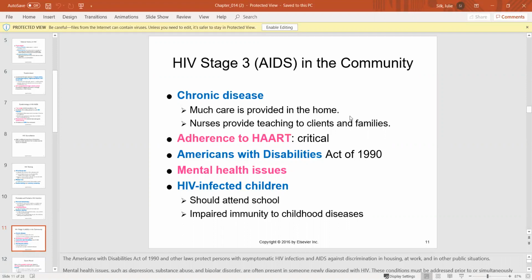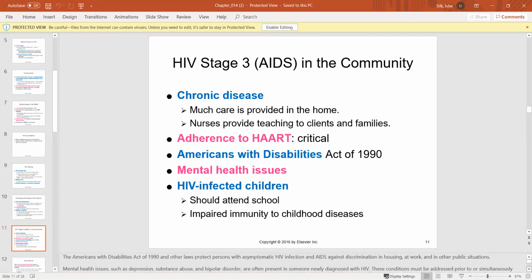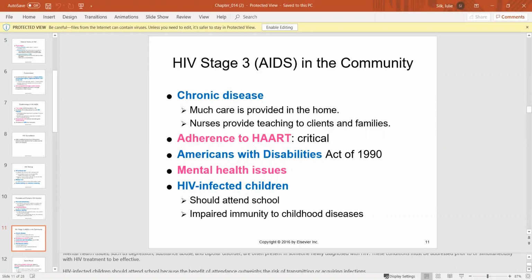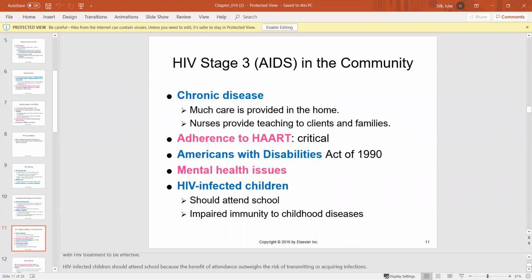All right, the Americans with Disabilities Act of 1990 and other laws protect persons with asymptomatic HIV infections and AIDS against discrimination in housing, at work, and in other public situations. Mental health issues such as depression, substance abuse, and bipolar disorder are often present in someone newly diagnosed with HIV. These conditions must be addressed prior to or simultaneously with HIV treatment to be effective. HIV-infected children should attend school because the benefit of attendance outweighs the risk of transmitting or acquiring infections. So they definitely should still be going to school.